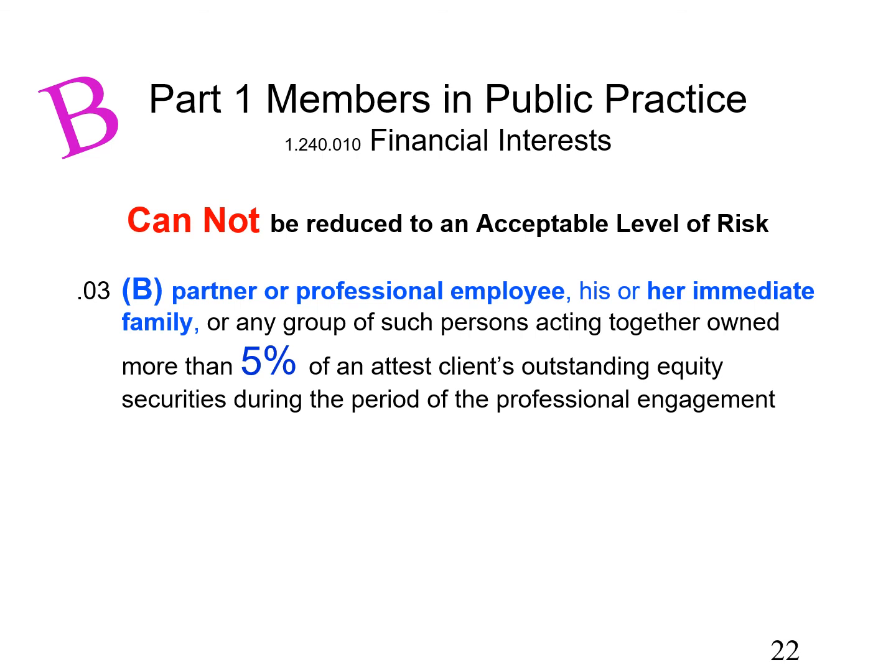We move down to B, professional employees. No professional employee or their immediate family or any group of such persons can own 5% or more of an audit client. So whether the covered members, if it's a San Luis Obispo client, most, not all, but most of the covered members are going to be in San Luis Obispo. Professional employees are all over the country. So a partner in Phoenix or a group of managers in Fort Lauderdale can't own more than 5% of the stock in our San Luis Obispo audit client. It will impair independence.